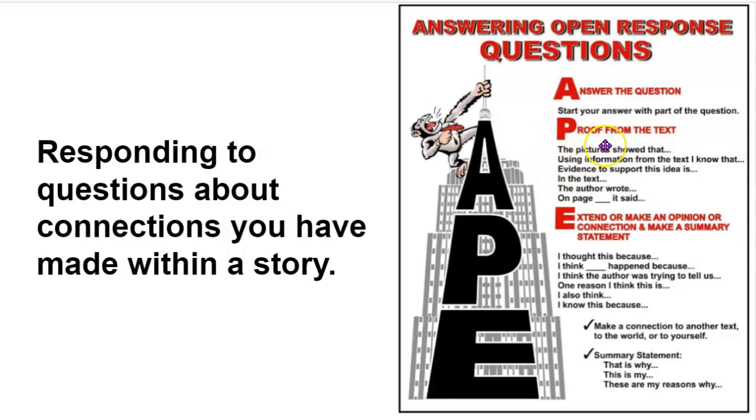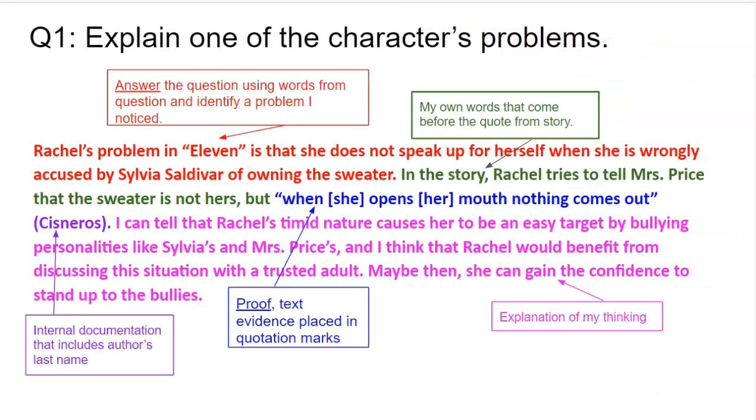We want to offer proof from the text, and we introduce it with our words, some of which are listed here that you could use. Then the proof needs to be an exact quotation, and we will be using quotation marks and a citation. And then we will have a sentence or 2 where we explain our thinking about that quote. So what does that look like? Let's take a look at an example.